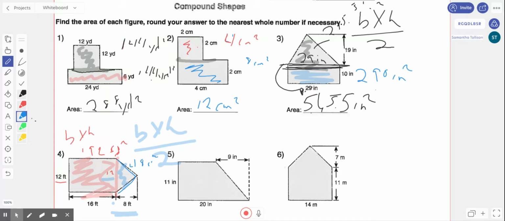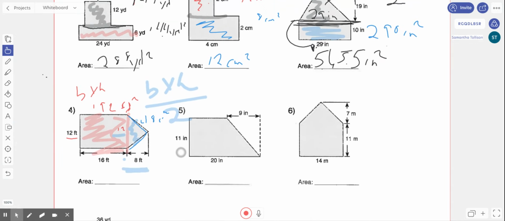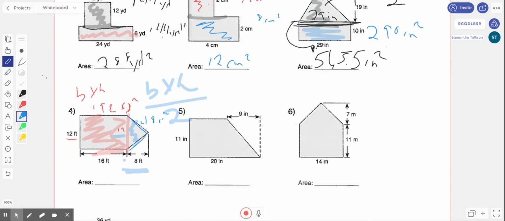So we're going to take our 48 feet squared and we're going to add our 192, which is the area of our rectangle, to get the entire area of this image for number 4 to be 240 feet squared.